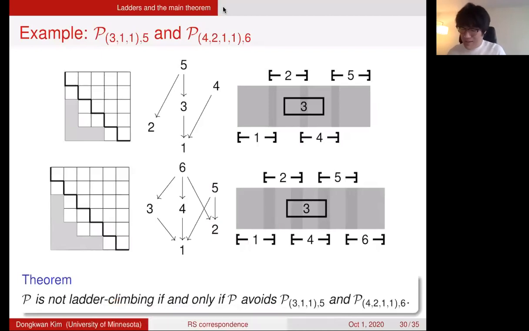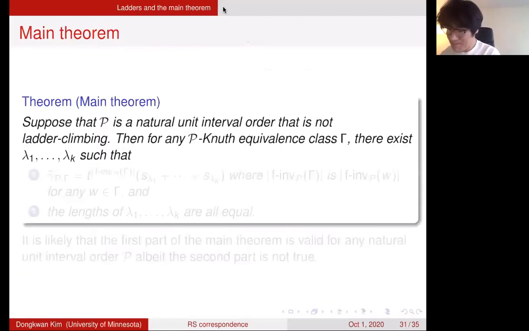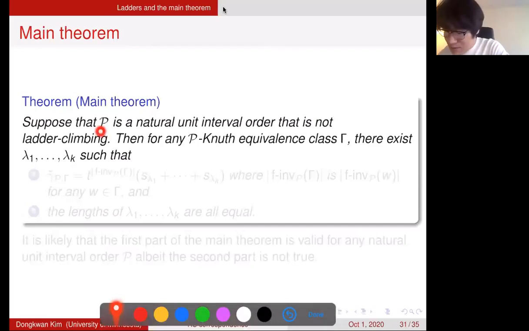Actually, there's a theorem that P is not ladder climbing if and only if P avoids these two patterns. So these are the only patterns which can appear when someone is climbing a ladder. If you avoid these two patterns, then no one is climbing a ladder. Now, the main theorem is that suppose P is a naturally labeled interval order which is not ladder climbing, so it avoids the 3, 1, 1 and 4, 2, 1, 1 patterns.